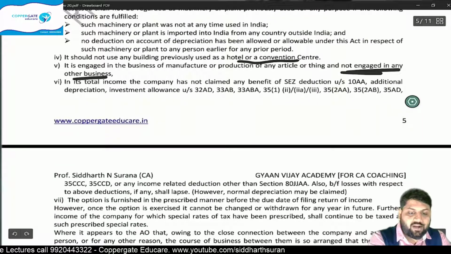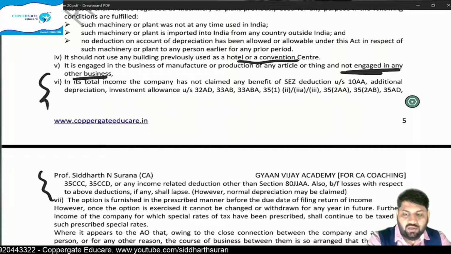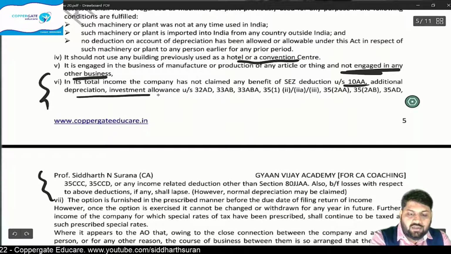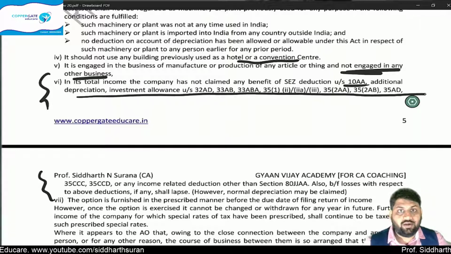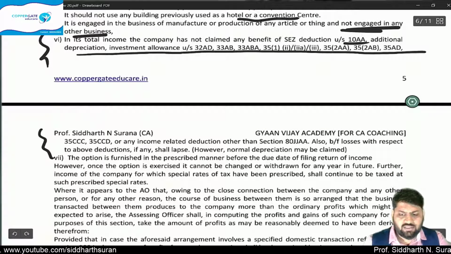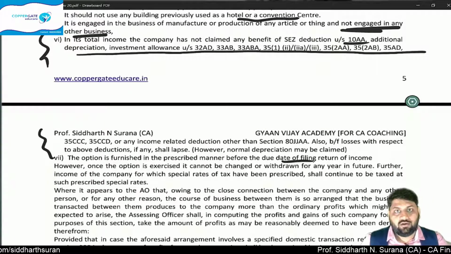And finally, the main condition: you will have to leave all the same tax benefits, 10AA, additional depreciation, 32AD, scientific research, 35AD, 35CCD, and once you exercise this option, you cannot change the option again. This is applicable over here also.